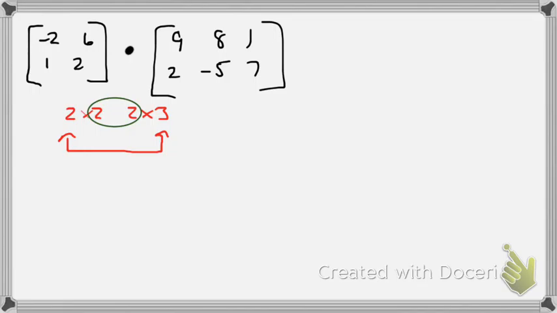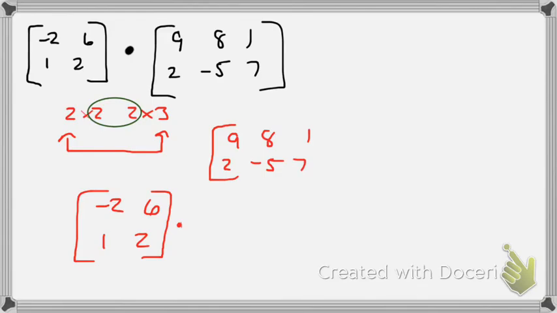Now, here's the best way to set it up. You write the first one down, and then you write the second one above, like so. Okay? This is the easiest way I have found to do these. The answer matrix is going to appear right there.